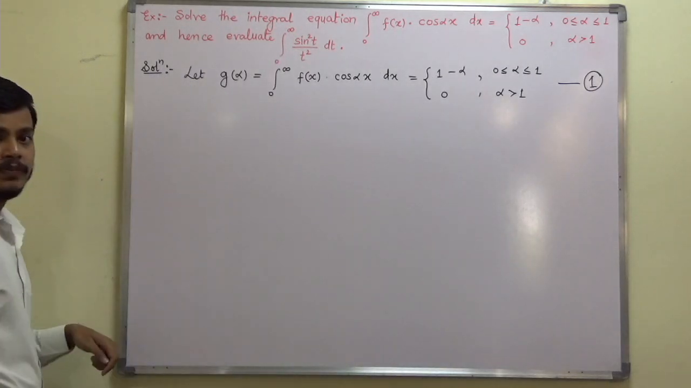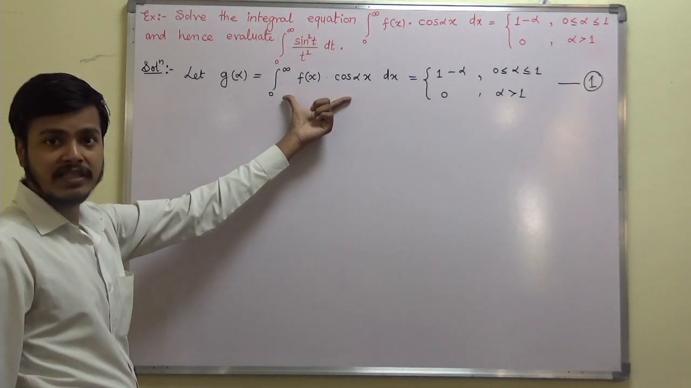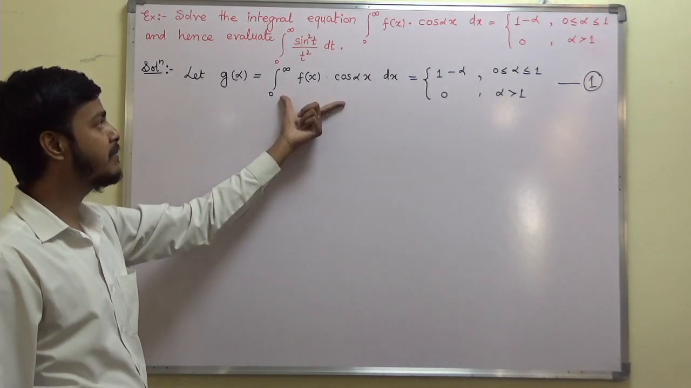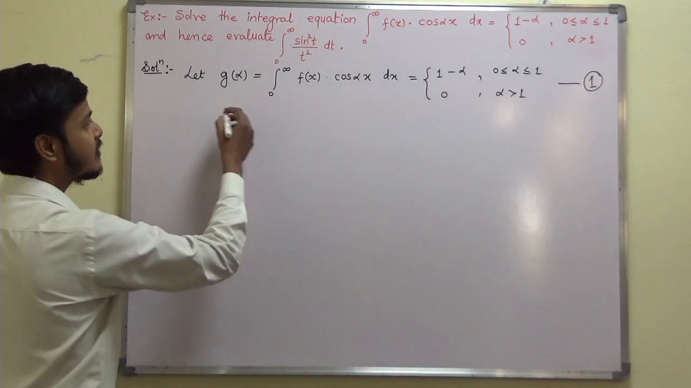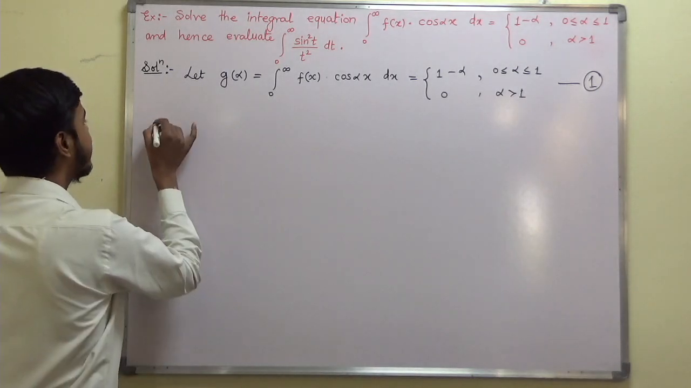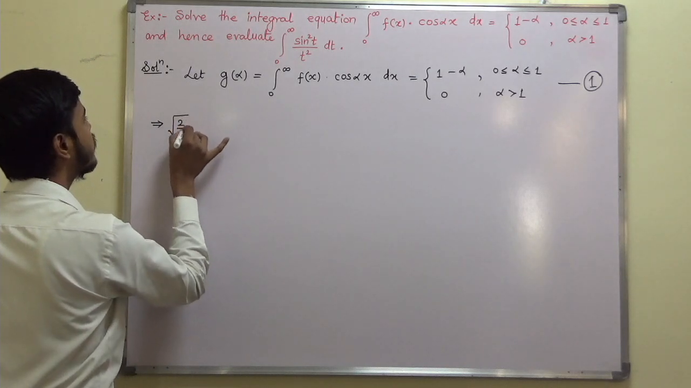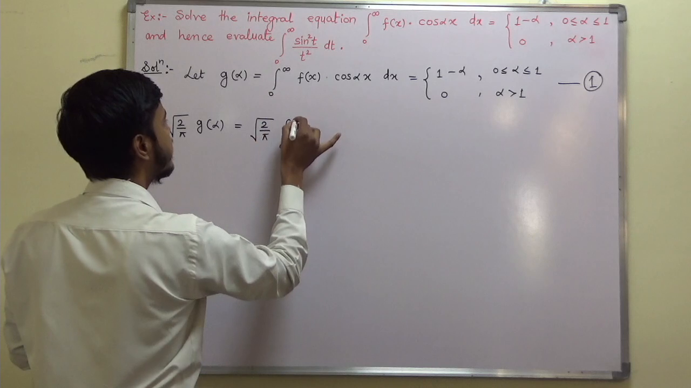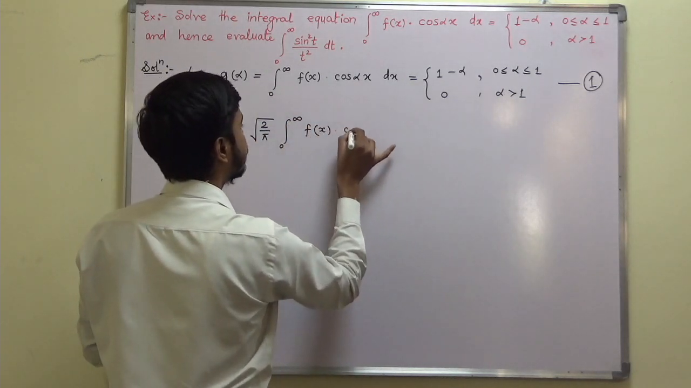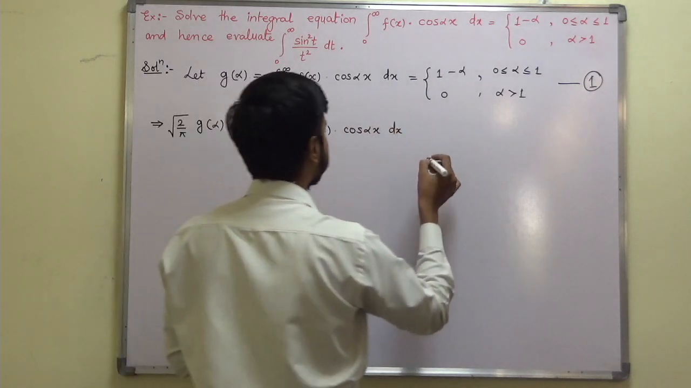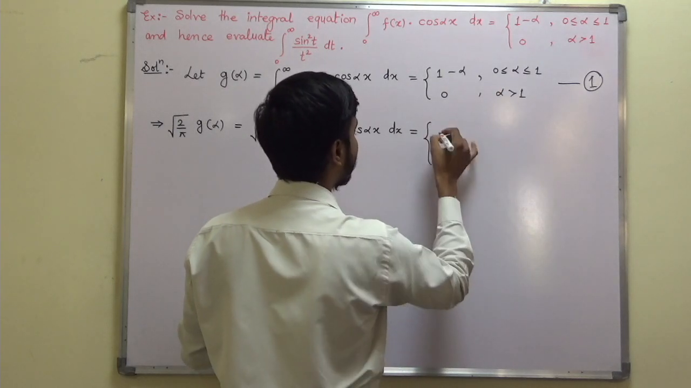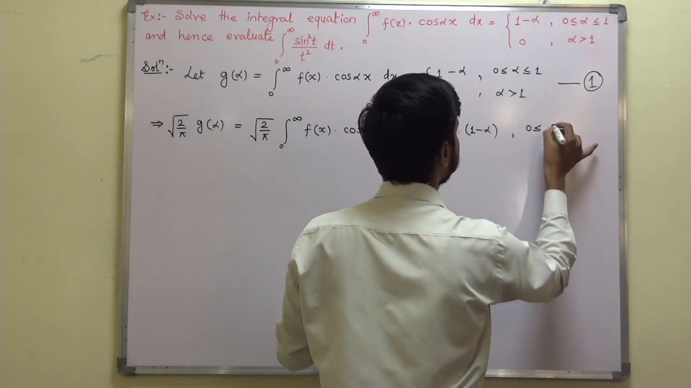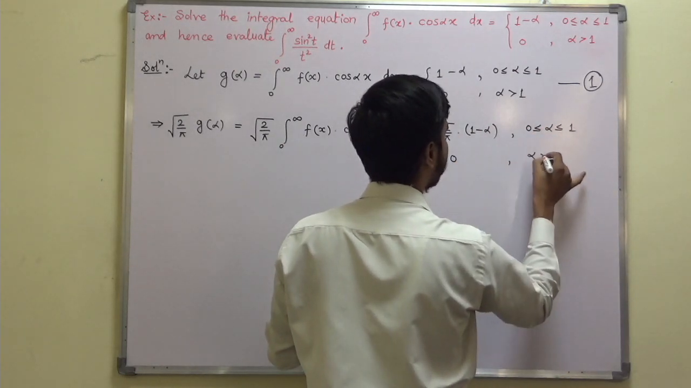Now if you look at this integral equation, this would be a Fourier cosine transform if I multiply it by under root 2 by pi. So I multiply this entire equation 1 by under root 2 by pi. Then I get under root 2 by pi g of alpha is equal to under root 2 by pi integration 0 to infinity f of x into cos alpha x dx, which is equal to under root 2 by pi into 1 minus alpha for 0 less than or equal to alpha less than or equal to 1, and 0 for alpha greater than 1.